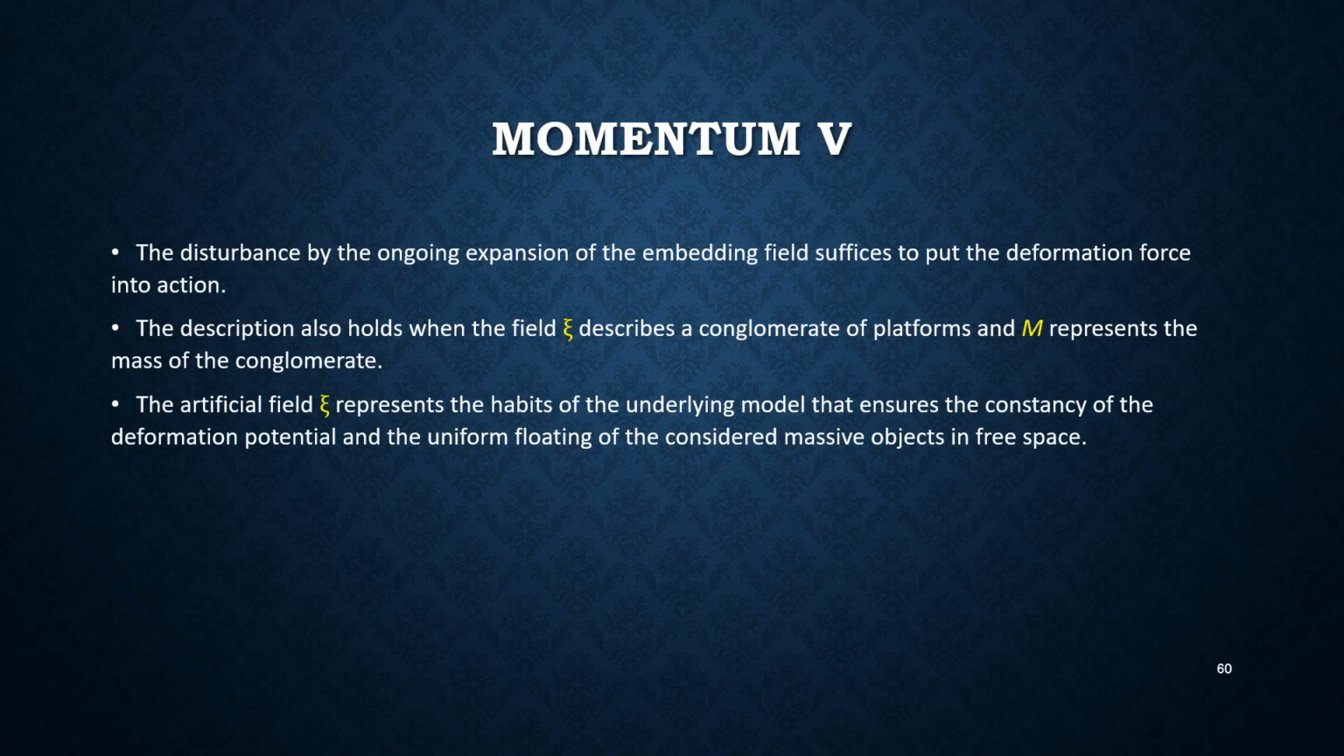The disturbance by the ongoing expansion of the embedding field suffices to put the deformation force into action. The description also holds when the field psi describes a conglomerate of platforms and m represents the mass of the conglomerate. The artificial field psi represents the habits of the underlying model that ensures the constancy of the deformation potential and the uniform floating of the considered massive objects in free space.